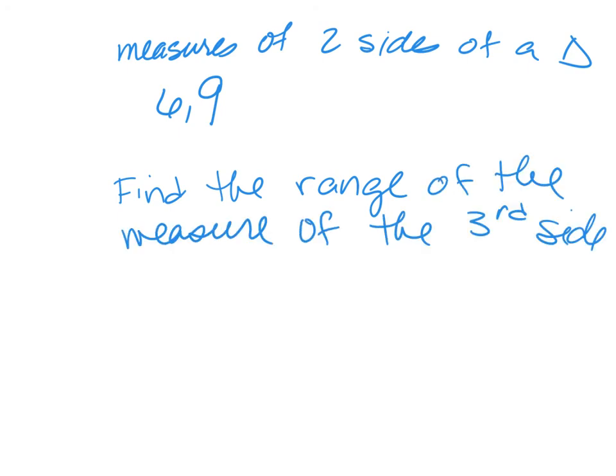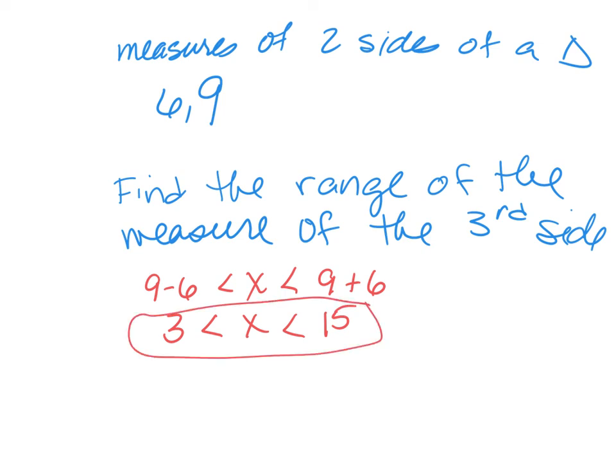Well, remember we talked about the pencil rule? What you do here is you add the two numbers together and you subtract them from each other. So 9 minus 6 and 9 plus 6. That means your third side has to be between those two numbers. What's 9 minus 6? 3. So your x has to be bigger than 3 and smaller than 15. It cannot be 3 and it cannot be 15.